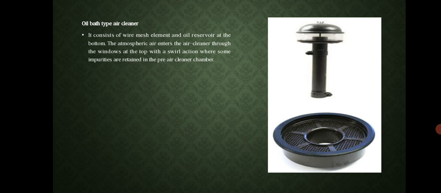Then the air starts moving upward and passes through the mesh, which further cleanses the air, and oil drops in the air are separated while passing through this mesh. The leftover impurities are also retained by the mesh and get settled in the oil bath. This oil bath or bowl and the pre-cleaner chamber are to be cleaned periodically depending upon the dust conditions.